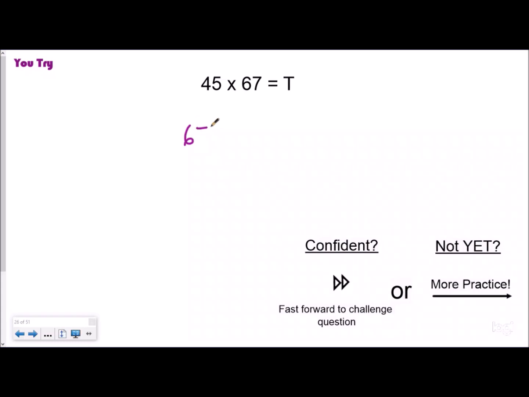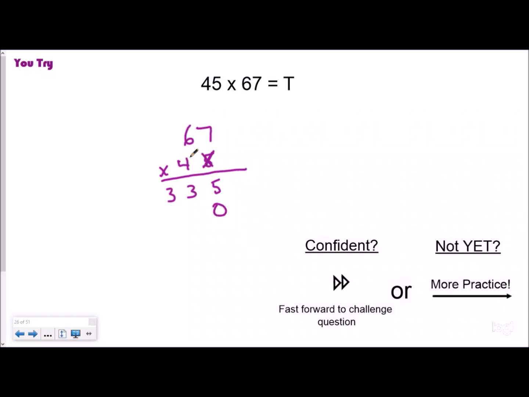So we have 67 times 45, right? And so I start my ones place. I'm going to go right to left. So 5 times 7 is 35. I'm going to regroup my 3 and circle it. 5 times 6 is 30, plus 3 is 33. I'm done with my ones place. I'm going to cross out, add my 0, and erase.